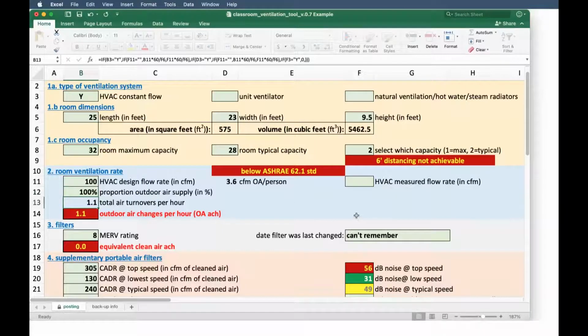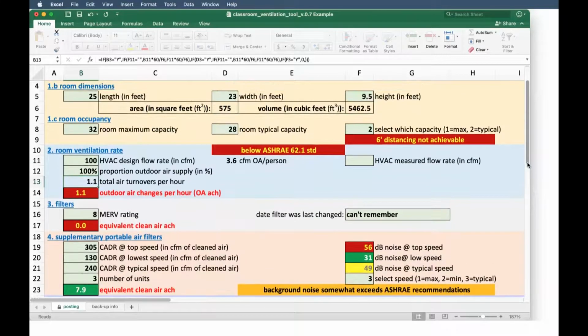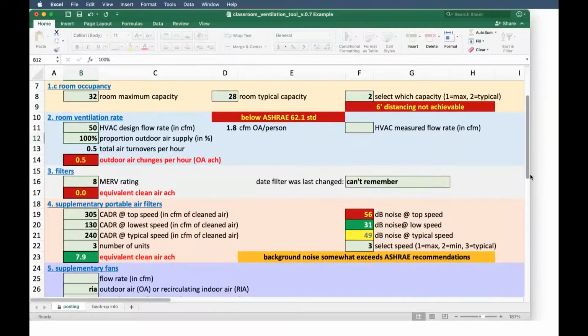So that's what your air turnovers will be, which is actually a little high. You want that to end at 0.2, so it would be 20? Well, put it to 50 and see what that does. It'll go half. Okay, 0.5. Yeah, I think that's probably appropriate for a school that's occupied.